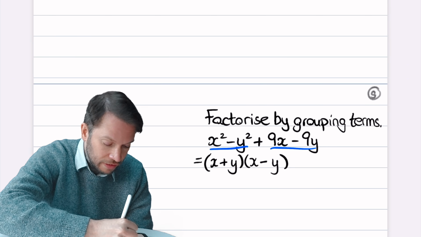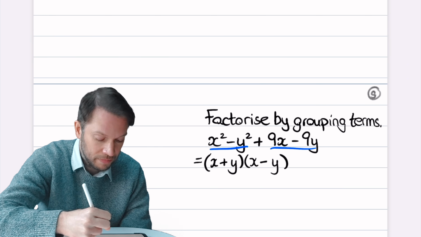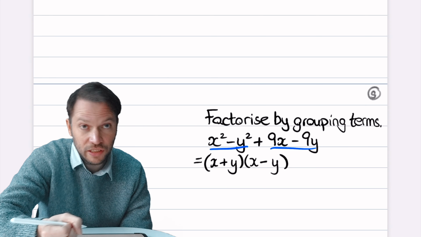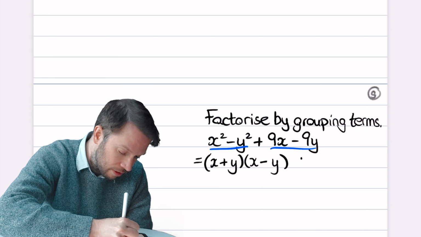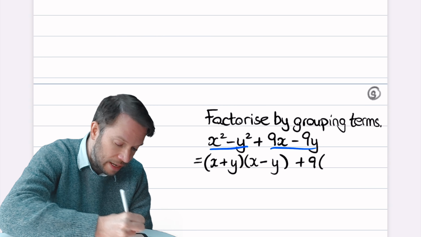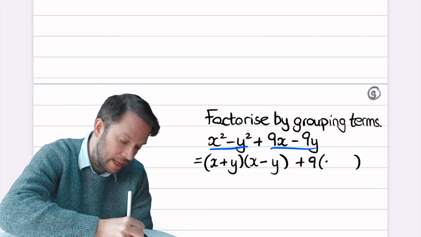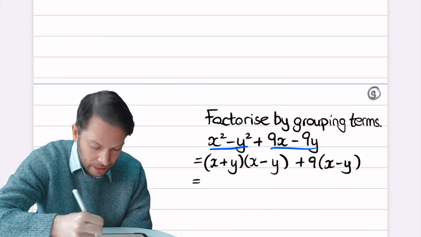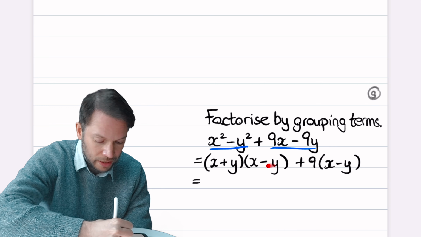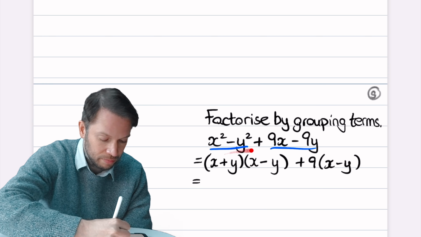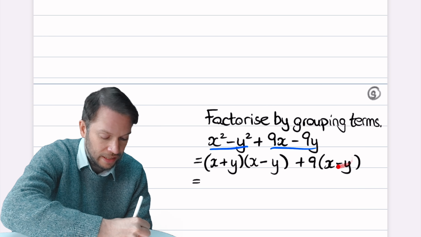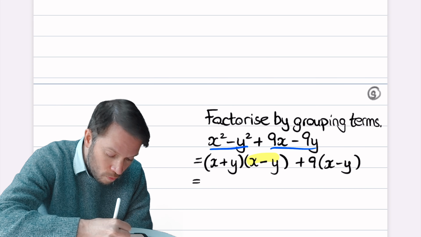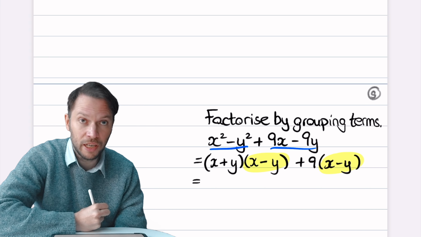Now we're going to factorize the second pair of terms. So 9x minus 9y, what can we factorize out? Well, they just have a common factor of 9. So we can take out the plus 9, and then in brackets, that's just going to be x minus y. So now what we do is we see, is there a common factor between this factorized first expression and this factorized second expression? Well, yes, they do have something in common. You can see they have this whole bracket of x minus y in common.